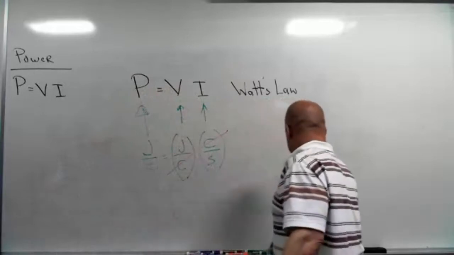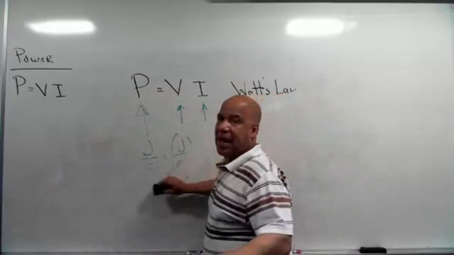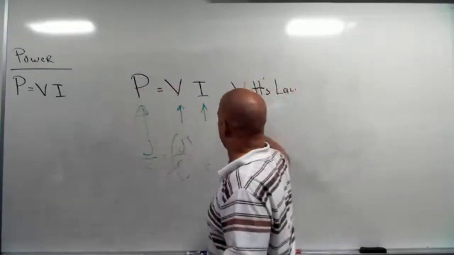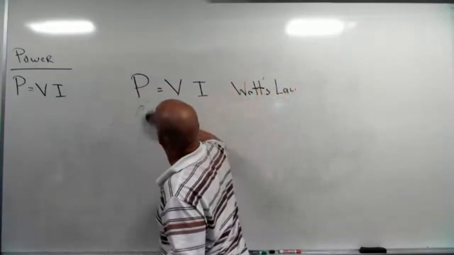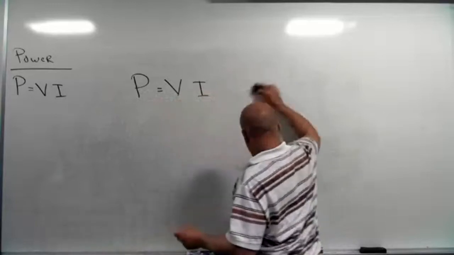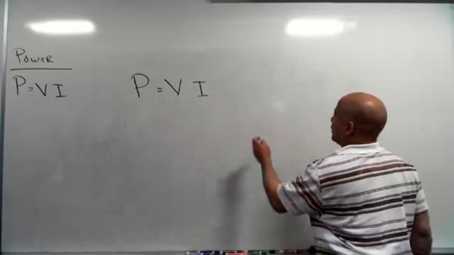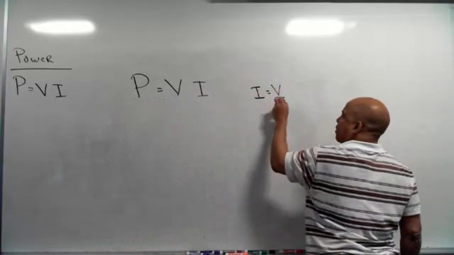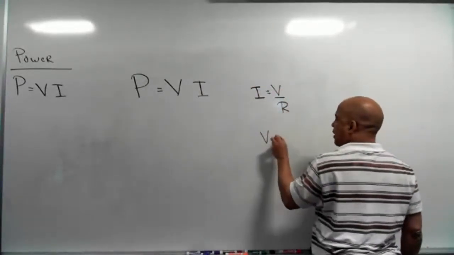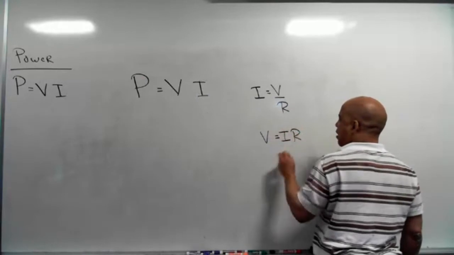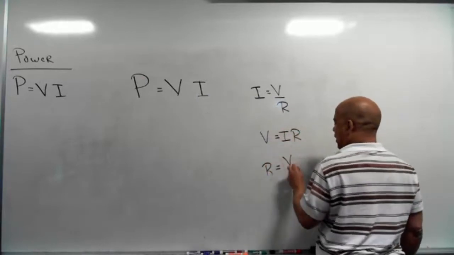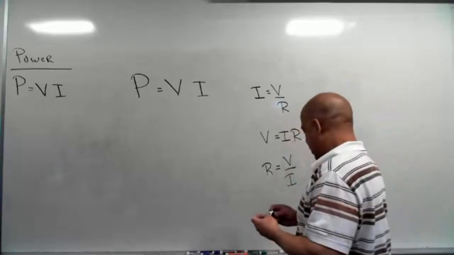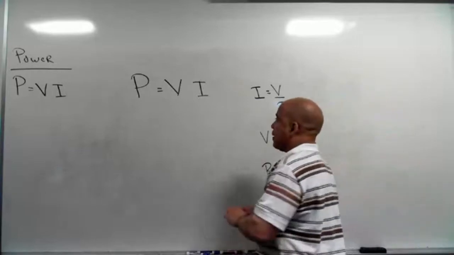Now, what you could do though is this. We can combine Watt's law and Ohm's law and get some new equations that we can use for power, which might be helpful. So what I'm saying is, I know from our last discussion that I equals V over R, V equals I times R, and R equals V over I. That's Ohm's law.